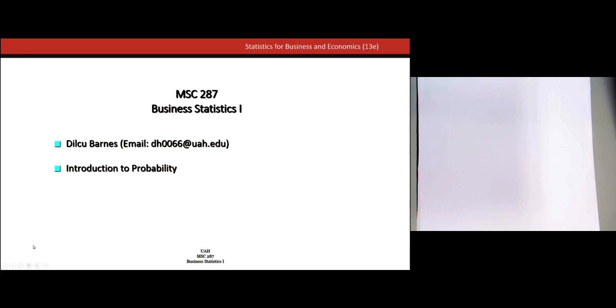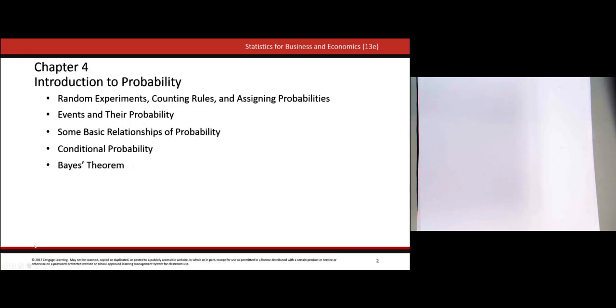Today we will discuss probability: random experiments, counting rules, basic requirements for assigning probabilities, events, and how to calculate the probability of an event. Some basic relationships of probability, like union of two events, intersection of two events, mutually exclusive events, complement of an event. We will also discuss independent events, conditional probability, and Bayes' theorem.